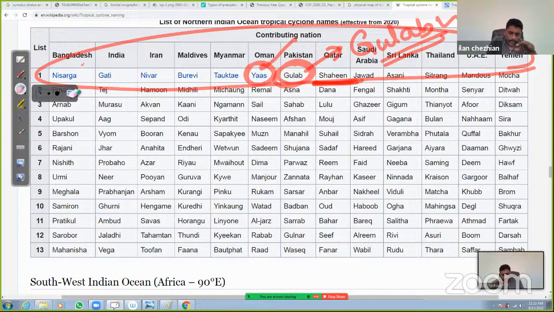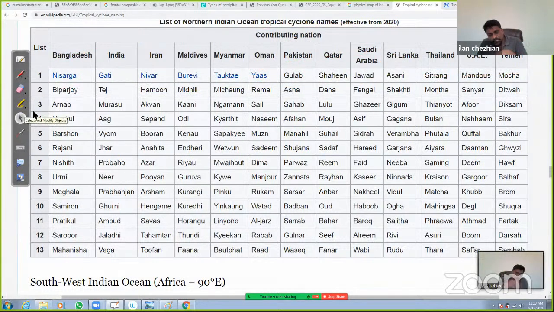So what is the purpose of naming a cyclone? I have told you. How it is named, that also I have told you. Whatever be the case, it is preconceived names. The list is already there. Once you have identified a cyclone, a deep depression has become a cyclone, then you take the name from the list and assign it. That's it.